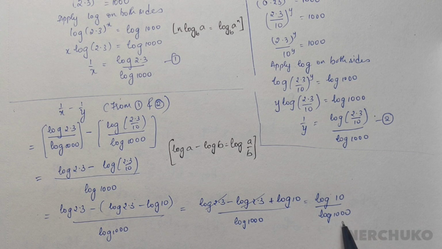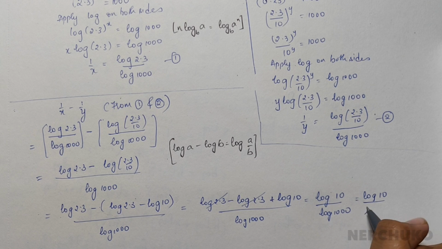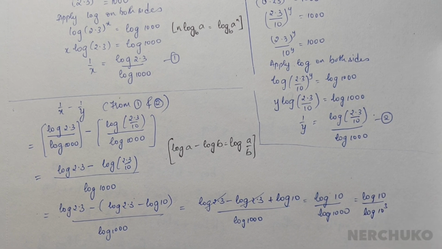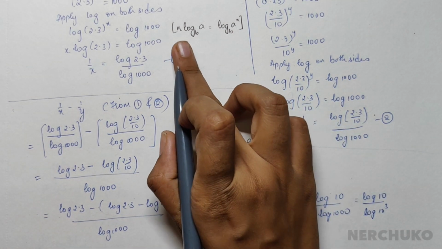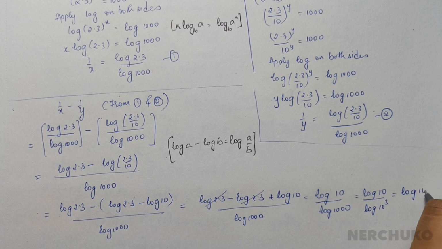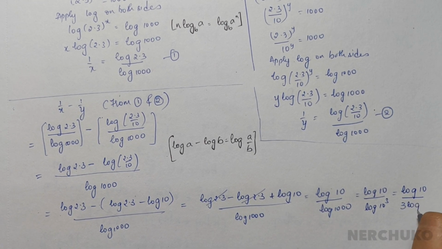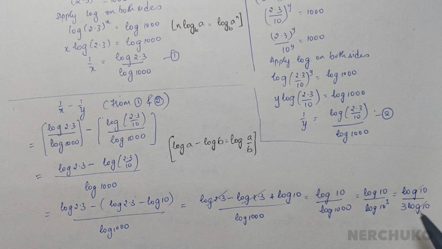Log 1000 can be written as log 10 power 3, log 10 divided by log 10 cube, and log of 10 cube can be written as 3 into log 10. So I would have log 10 divided by 3 into log 10. If I cancel out log 10, I would have the final answer as 1 by 3.